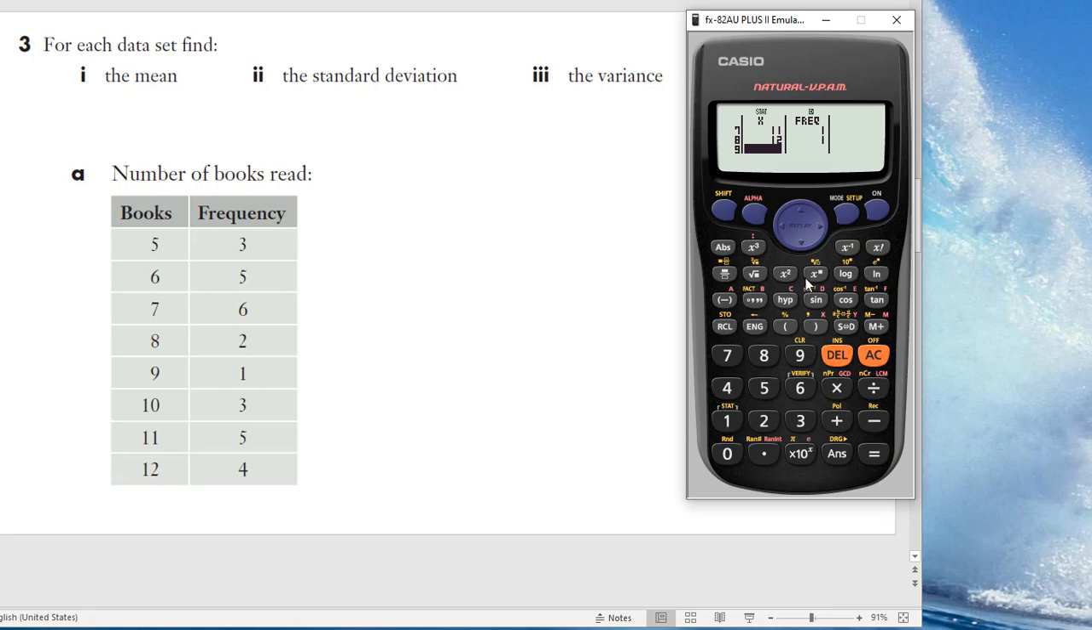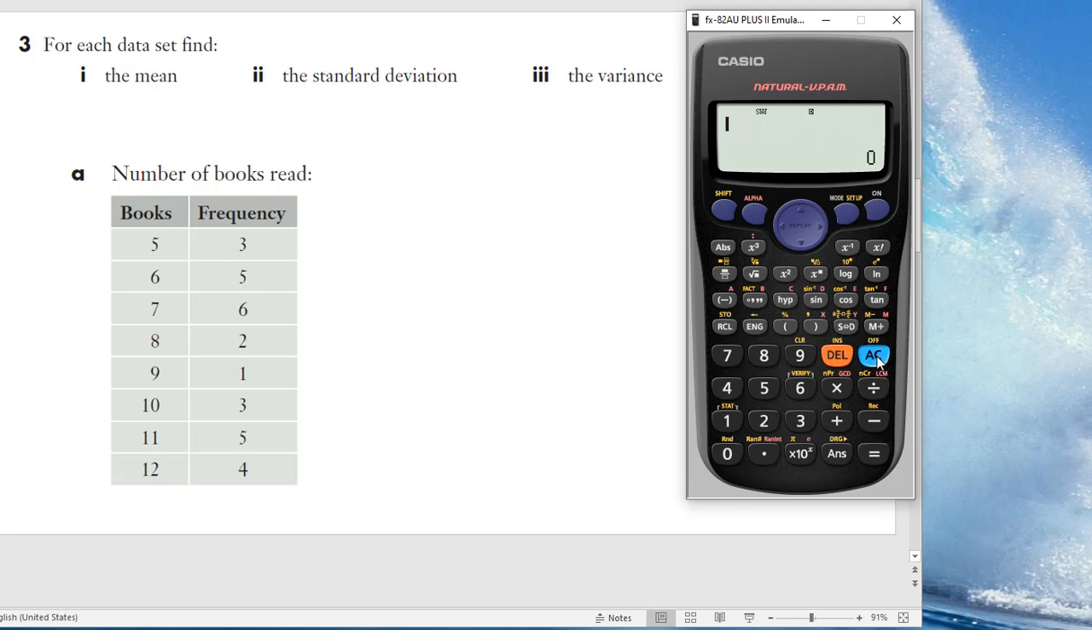Okay, 12. Once we're at the bottom, easiest way to get to the top, I reckon, is just to hit down, and it'll take you straight back to the top. Go across and make sure you put in all the correct frequencies. Okay, everything's in there. Same procedure as before.